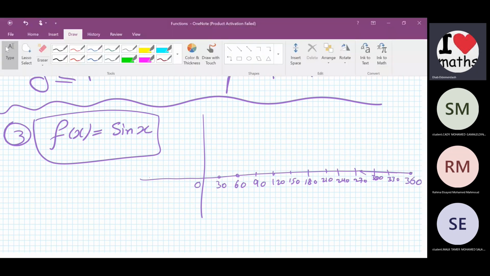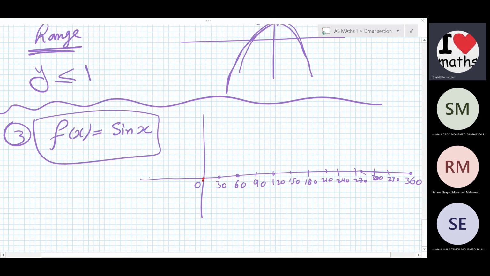If I replace x by 0, sine of 0 equals what, kids? Sine of 0 equals 0. Sine of 30 will be half. Do it on the calculator, sine of 30 equals half. Sine of 60 will come as 0.87 something, about to be 1. Sine of 90 will come as 1. Sine of 120 will come again as 0.87 something like that. 150 will come again as half. And 180 will come as 0.